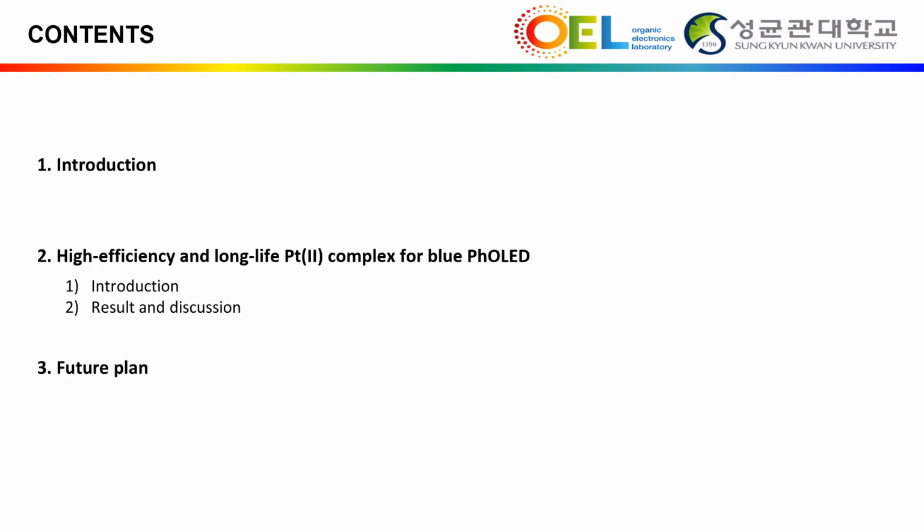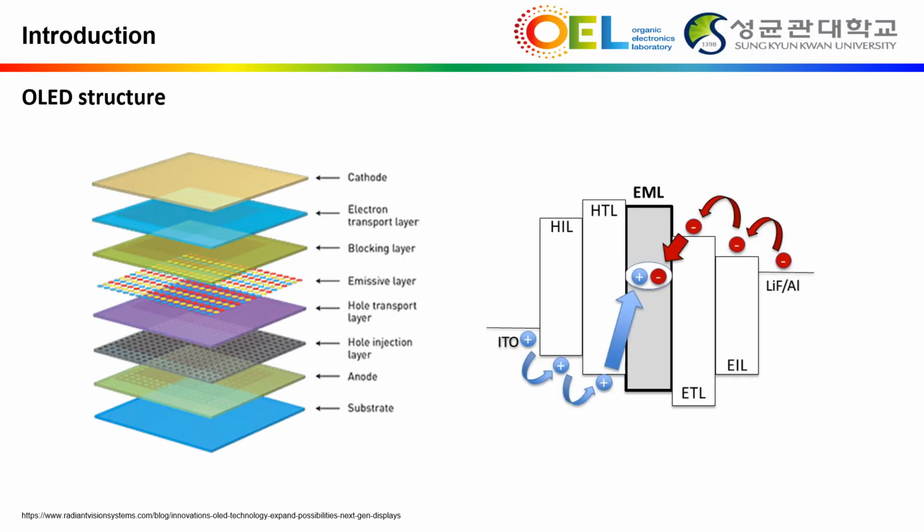The table of contents is as follows. Firstly, I will give a brief introduction to OLEDs. OLEDs, or organic light-emitting diodes, are electronic devices that emit light through the use of organic materials. They are made up of layers of organic molecules stacked on top of each other on a substrate, which is typically made of glass or plastic.